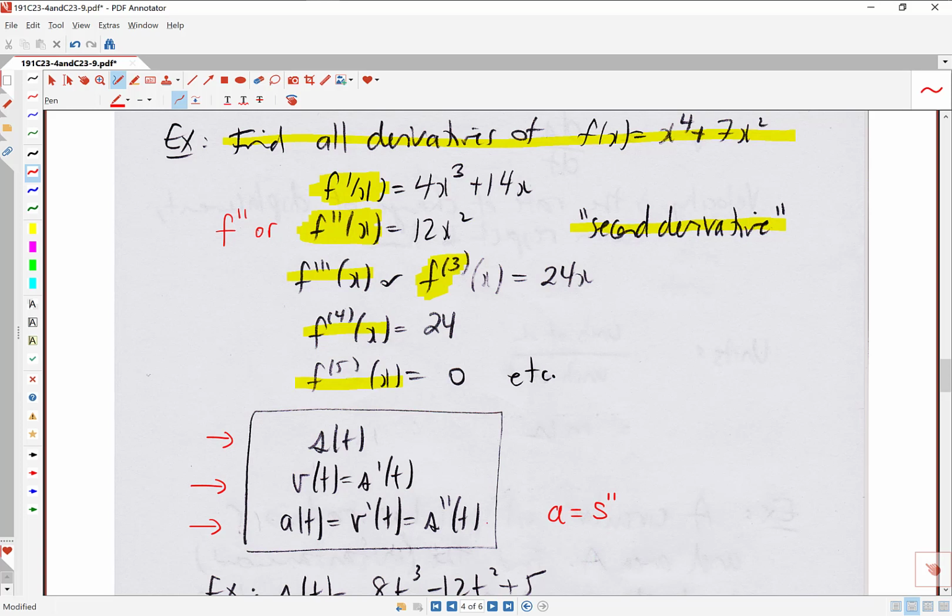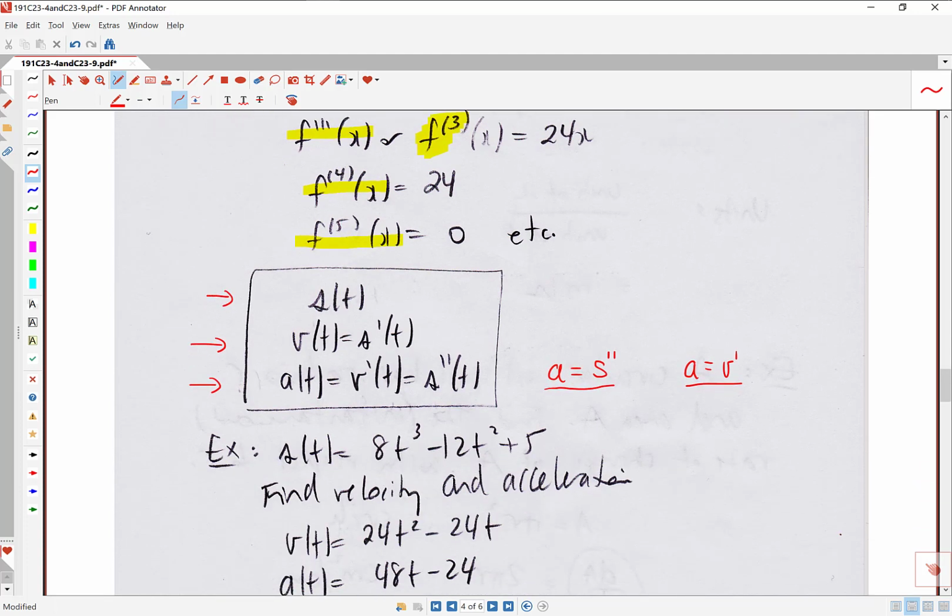So if you're given a velocity function and you're trying to figure out the acceleration, then you would say to yourself that acceleration is the derivative of velocity. But if you were given a displacement function, then it would be more natural to say acceleration is the second derivative of displacement. So two ways of thinking about our acceleration.